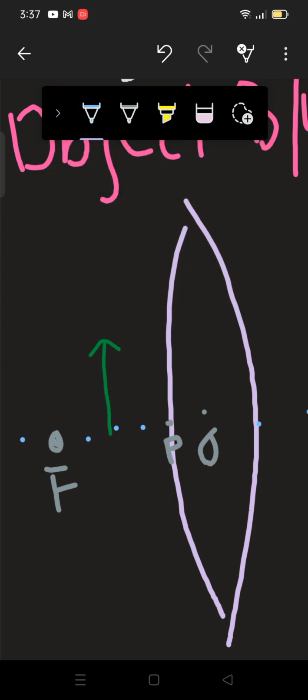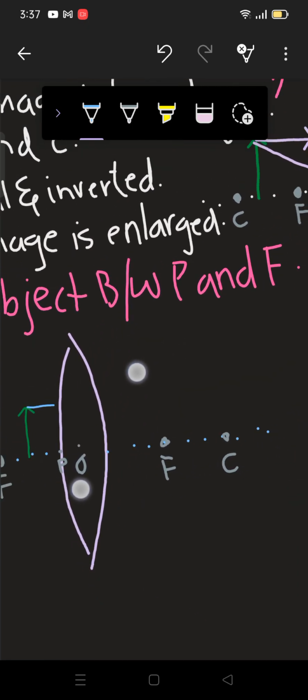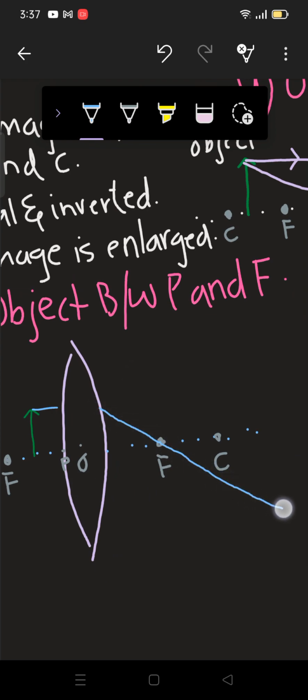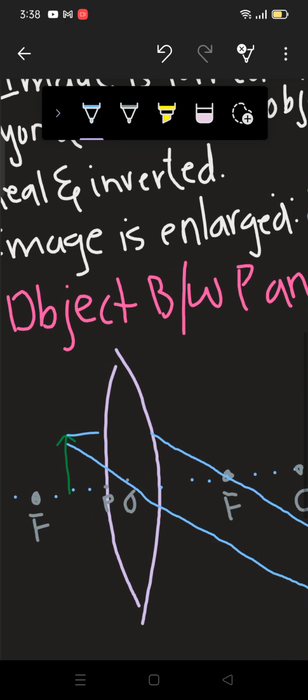Let's see this. As you can see, we are going to apply this first rule. When we are passing a ray parallel to the principal axis, it will always go through the focal point. So as you can see here. Then again, second rule, when the ray will be going from the optical center, it will always reflect back with that same path. Alright, so here you can see these lines are not meeting, which means they will not form image on this side.